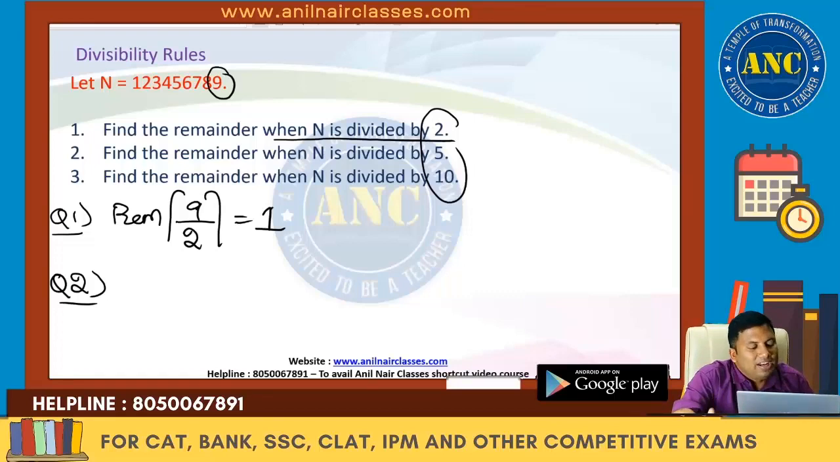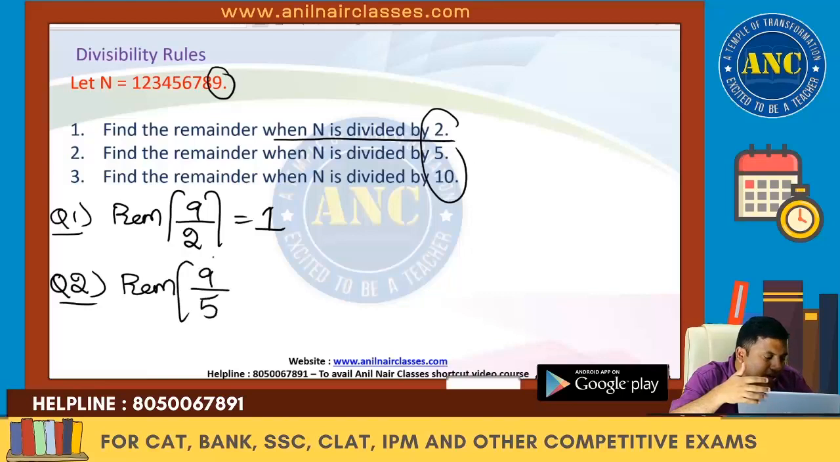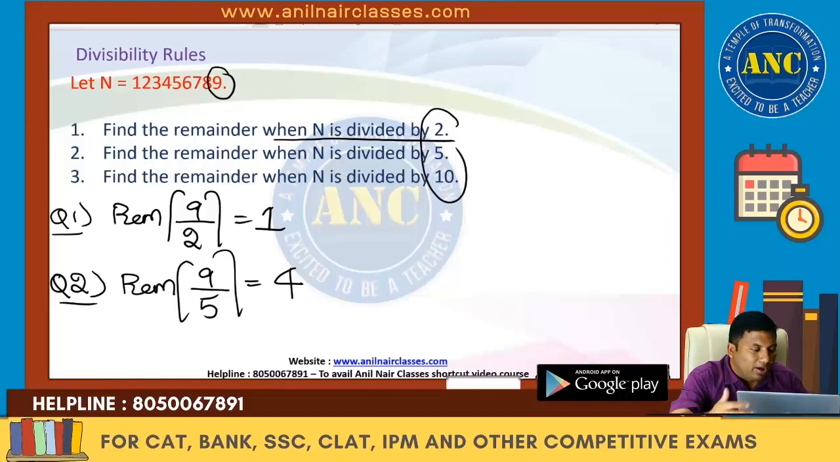Question 2. Find the remainder when a number is divided by 5. When a number is divided by 5, the unit digit should be either 0 or 5. Only focus is on the unit digit. 9 when divided by 5, 5 ones are 5, remainder is nothing but 4. I hope it is clear.